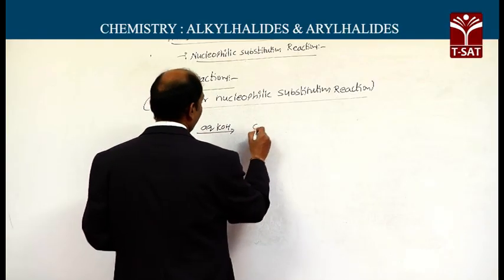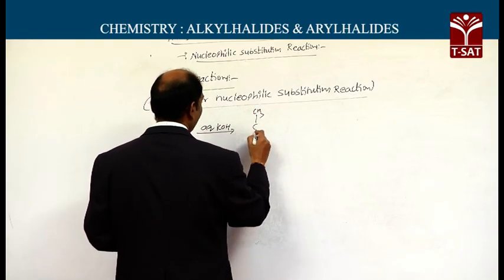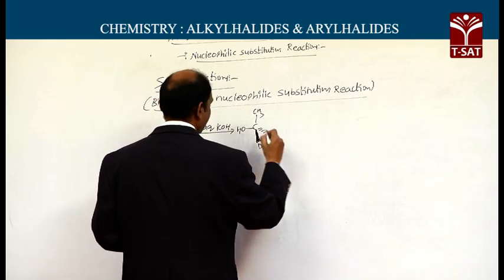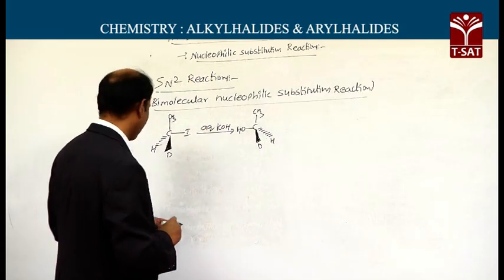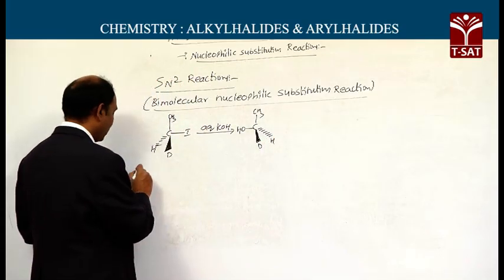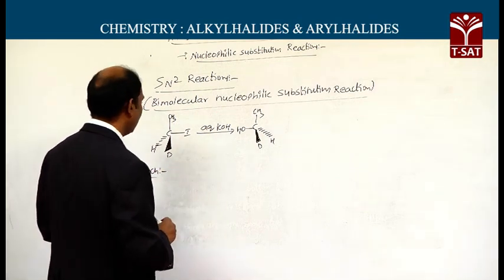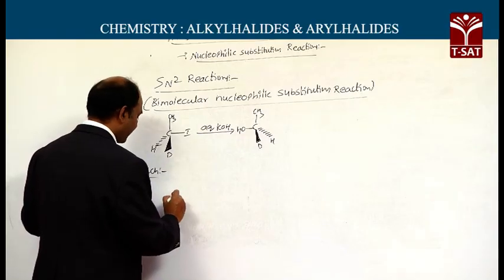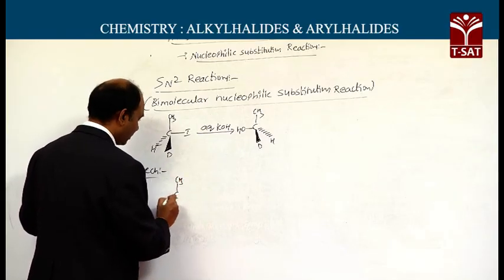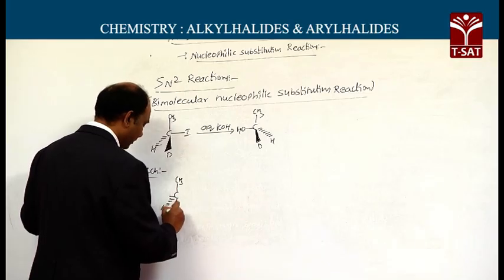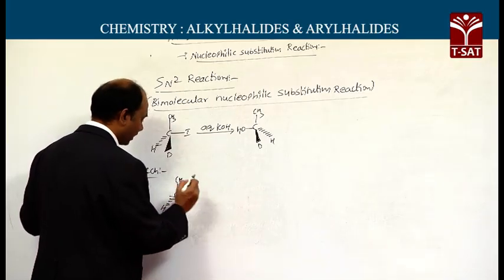So here we get this compound: this is CH3, here it is OH, here it is deuterium, and this is H. Now let us discuss the mechanism, what happens in this one. Here this is CH3, this is H, this is deuterium, and this is I.